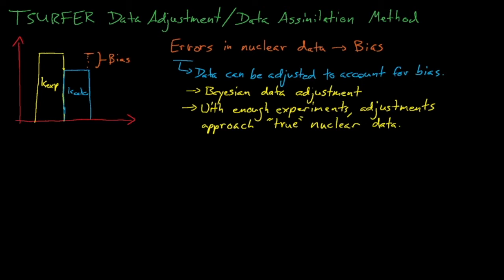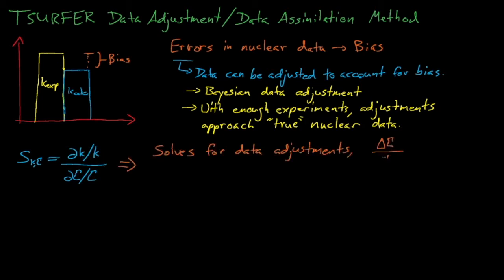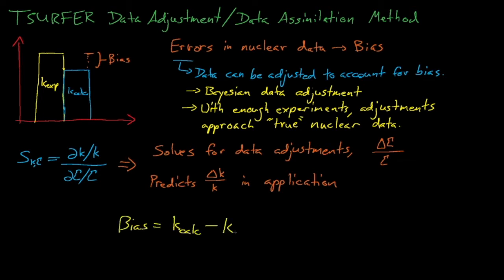If we then take this adjusted nuclear data and apply it to our application system, then it will change k-effective for the application. This new, or adjusted, k-effective is a good stand-in for the experimental k-effective for that application, and the difference between the adjusted and the original calculated k-effectives is an approximation for the computational bias for that application.